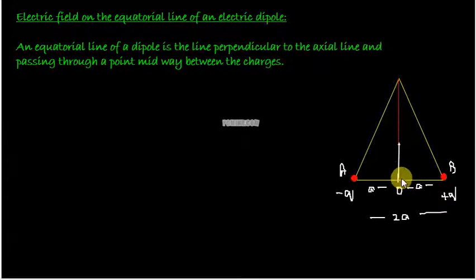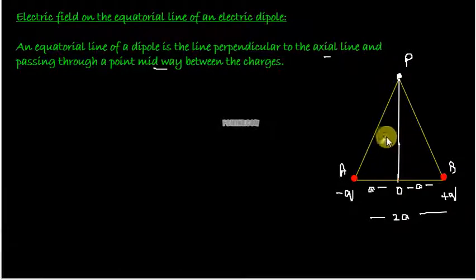So, O is the midpoint, and this line which is passing through the center of this dipole is going straight up, perpendicular to the axis. So, this point we can mark it, say P here, is our observation point which lies on the equatorial line of the dipole. So, a line that passes perpendicular to the axial line and passes through the midway between the charges is our equatorial line. Now, let's see what all will be the distances and the fields here.